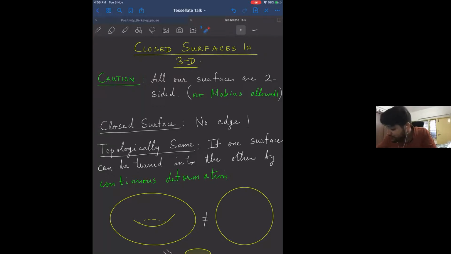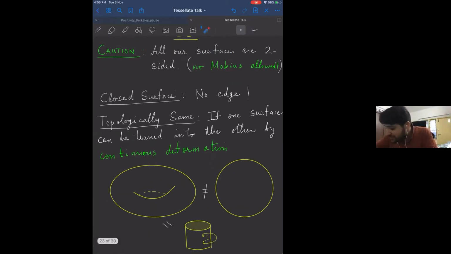And then I say that 2 surfaces are topologically the same, as I said in the introduction, if they can be changed into one another by a continuous rubber sheet deformation. That means, for instance, a donut is not the same as a sphere, because the donut has a hole, but a sphere does not, and there's no way, unless you tear into the rubber, to introduce a hole just by continuously deforming the rubber. So this is not the same as this. On the other hand, the cup is the same as the donut.